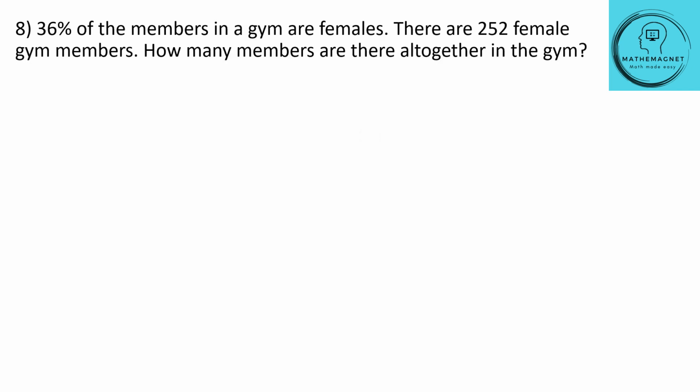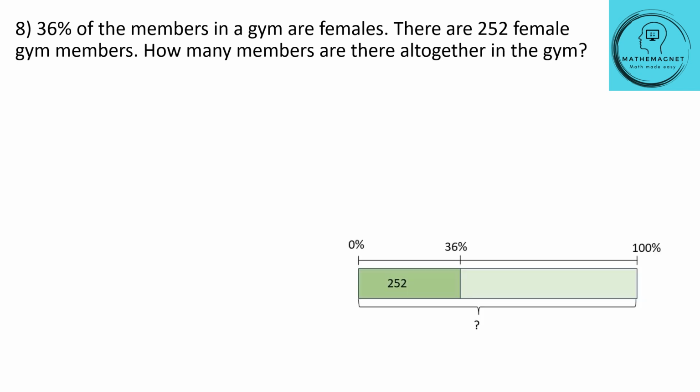Question 8. 36% of the members in a gym are females. There are 252 female gym members. How many members are there altogether in the gym? Now over here they are saying out of 100%, the members in the gym, 36% are females and that 36% is equal to 252. They have given there are 252 female gym members. Now they are asking us to find how many members, that is how many men and women members are there altogether in the gym. So let's begin by drawing the bar model.